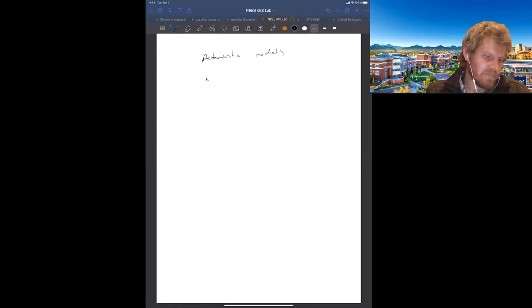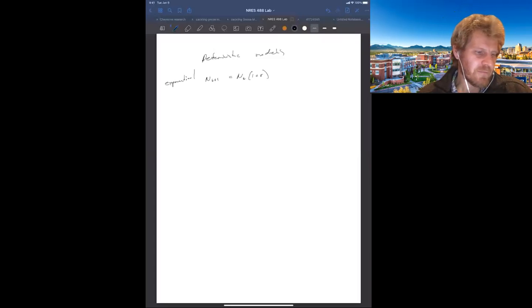N of t plus 1 equals N of t times 1 plus r. And so this is exponential. This is a deterministic model. If we know N of t and we know r, we can figure out what N of t plus 1 is. If we want to add some stochasticity to it, one way to do that is to put it inside of a statistical model. So how might we do that?